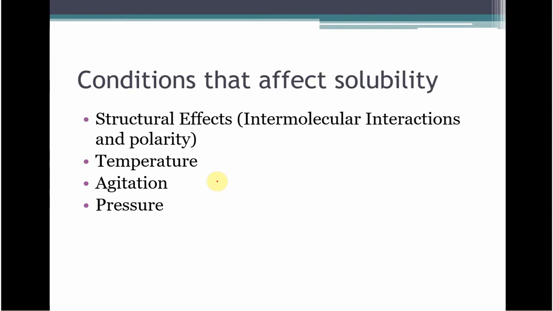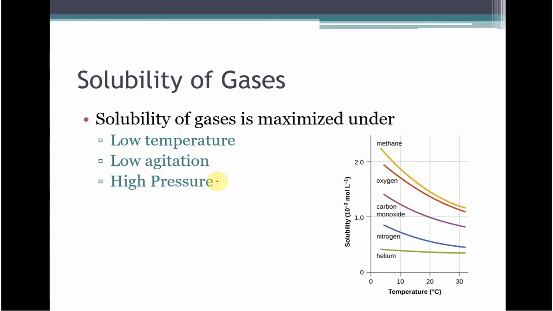So for example, for a gas, you talk about gas in a soda. If you leave your soda out, it warms up and gets flat because gases are not very soluble at high temperature. So you want low temperature to maximize that solubility. Same thing, if you've ever dropped a soda and then tried to open it, you know that you've basically knocked that gas out of solution. And so you want to have low agitation to maximize the solubility of a gas.